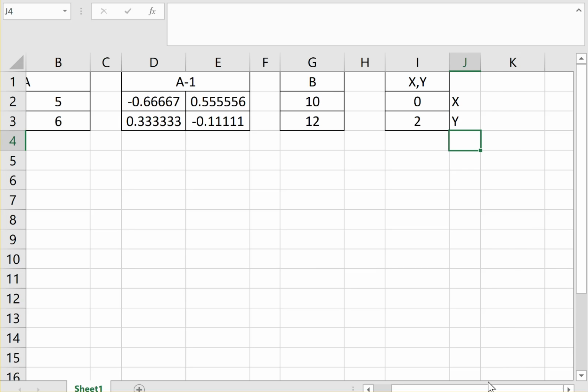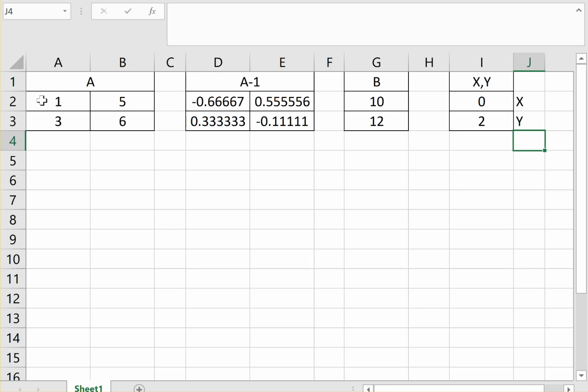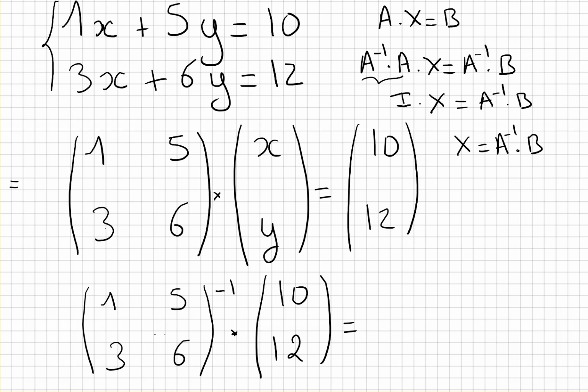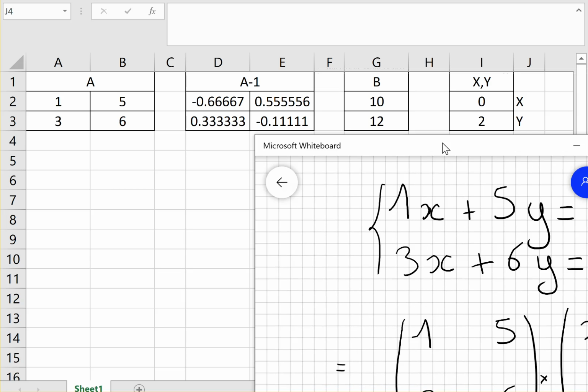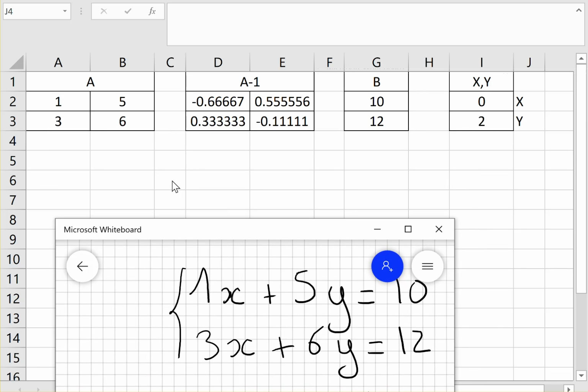It's in these directions because we put the number in front of the X in the first column and the number in front of the Y in the second column. So remember, we solved this system of equations: 1x plus 5y equal 10 and 3x plus 6y equal 12. Let's make it small and look at this. So 1 times x plus 5 times y equal 10 and 3 times x plus 6 times y equal 12. And the answer is x equals 0 and y equals 2. And that works. If we replace x by 0 and y by 2, we have 10, and same thing for this one. So here we go. That's how to use Excel to solve a system of equations.